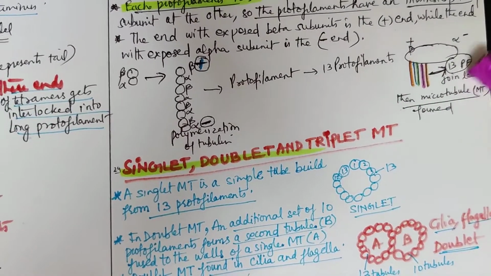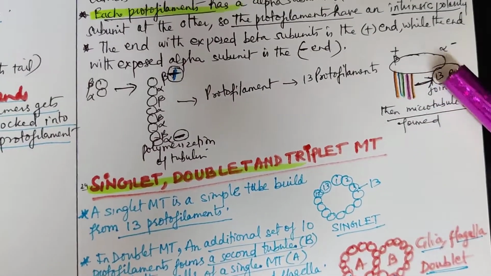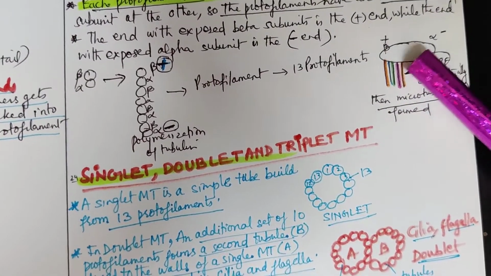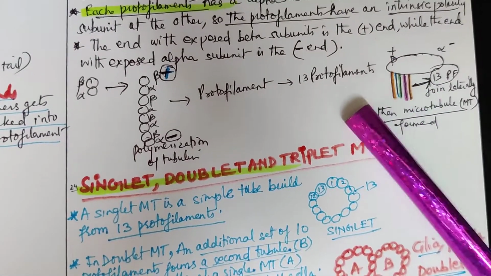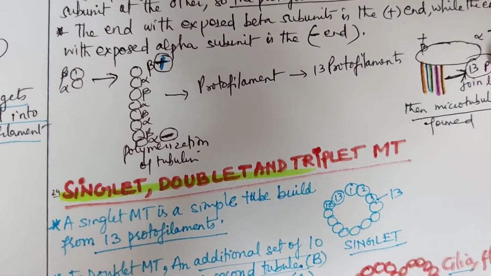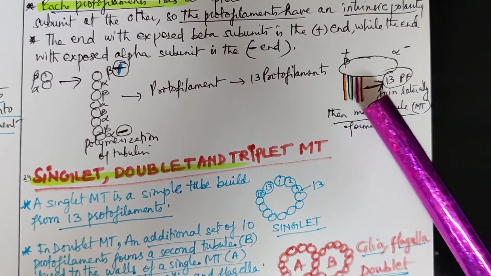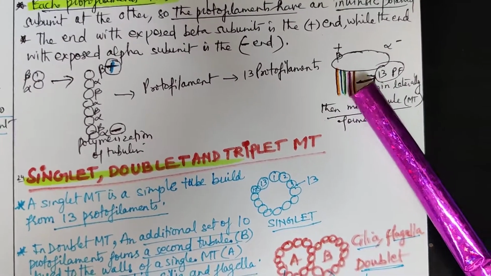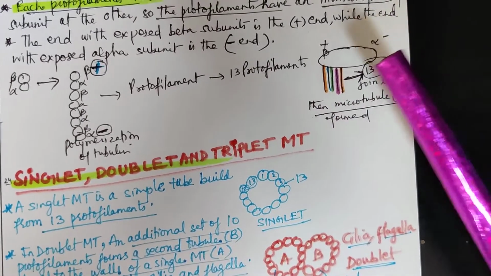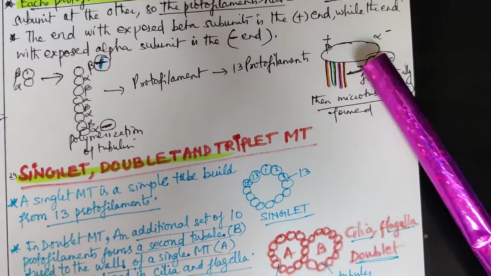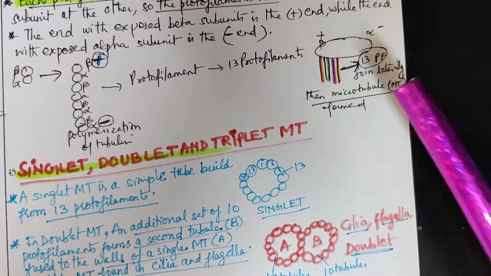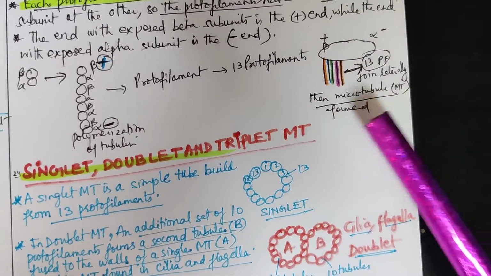Now the protofilaments are joined laterally. This is the diagram shown here. This is a circle-like structure. One end of this is positively charged, and the other end, having the alpha unit, is negatively charged. So these are the 13 protofilaments arranged laterally. They join laterally, shown with different colors. Then the microtubule is formed.